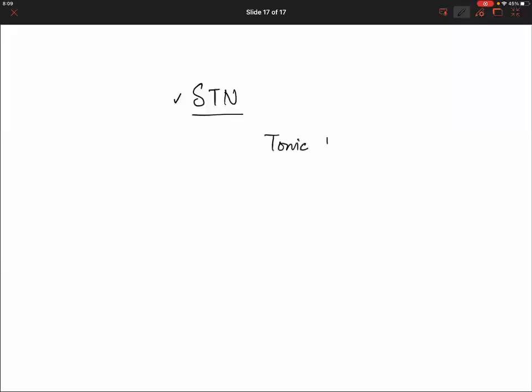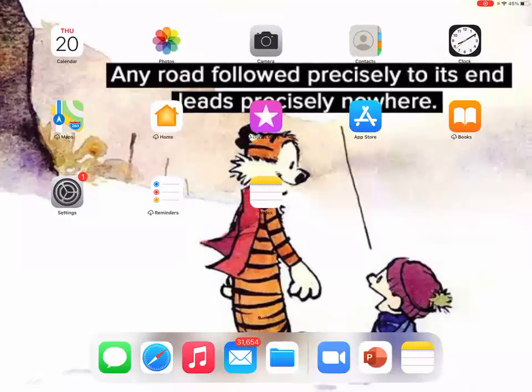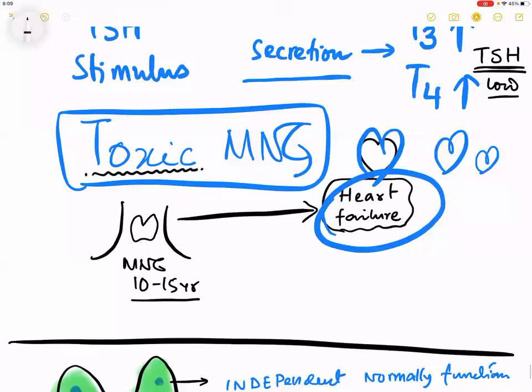Sir, the toxic MNG after 10 to 15 years, does it aggravate to thyrotoxicosis? No. Non-toxic MNG, that means to become into a toxic MNG, it takes 10 to 15 years. Initially, when an MNG forms, it is non-toxic. It takes 10 to 15 years to become toxic.